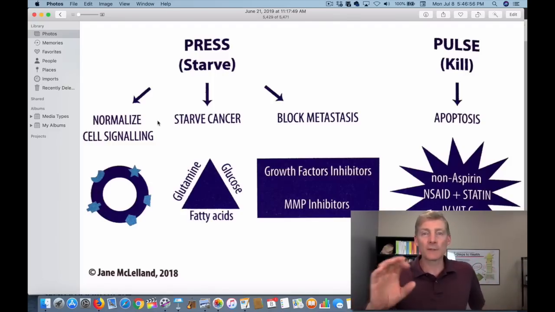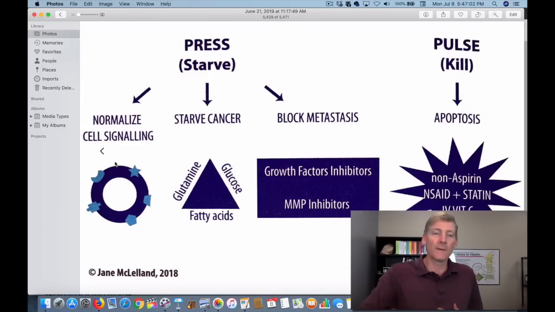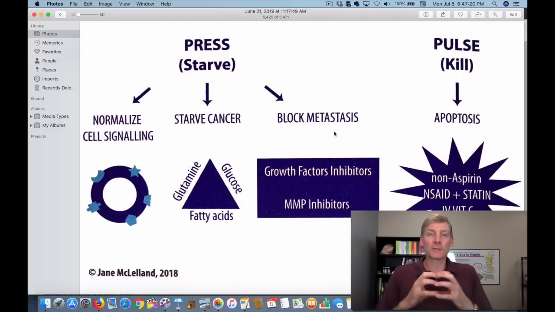When you have a cancer cell, you want to normalize the cell signaling and how it gets information from the rest of the body and from other cancer cells. Then over here, you want to starve the cancer cells. It feeds on protein, sugar, and fat. It also uses protein and fat as building blocks. So when you deplete those three, the cancer cells have less food. You're starving the cancer. And then you want to block the metastasis, so you don't want those cancer cells to spread.